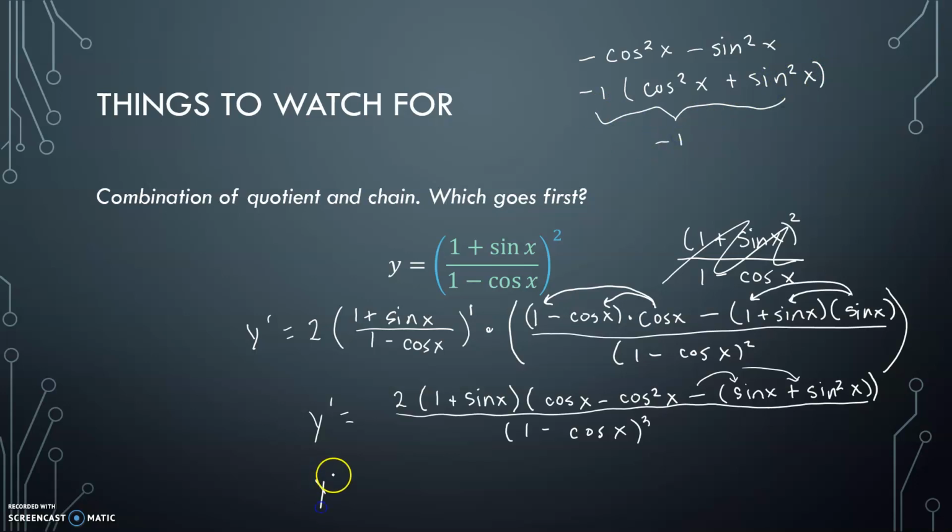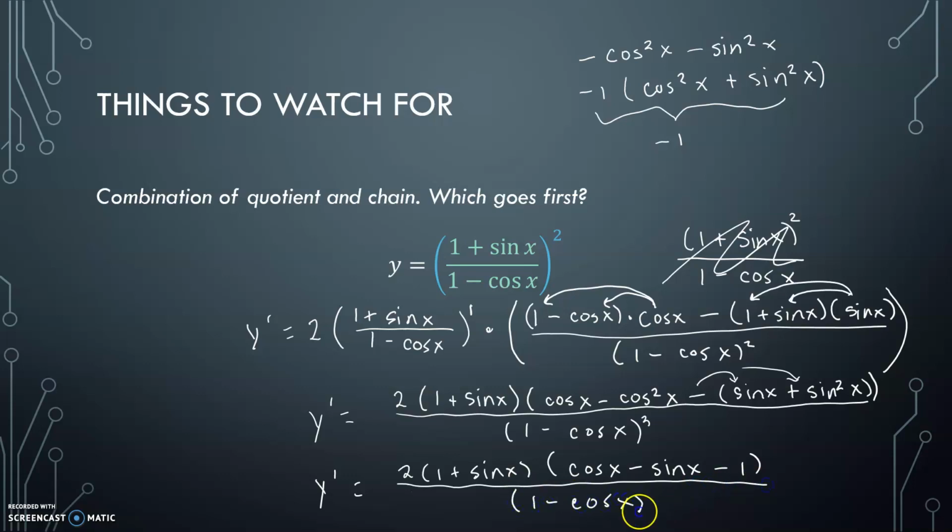So I can rewrite this so that it looks like this, and that's just because of that Pythagorean identity that I have written up here, with combining the negative cosine x and the negative sine of x. Negative cosine squared and negative sine squared.